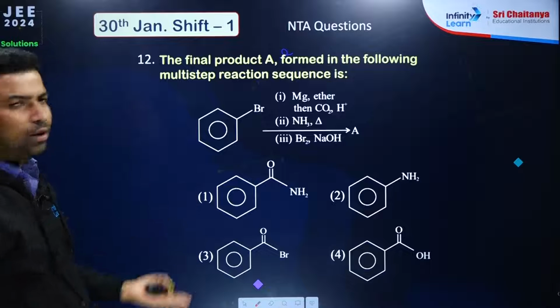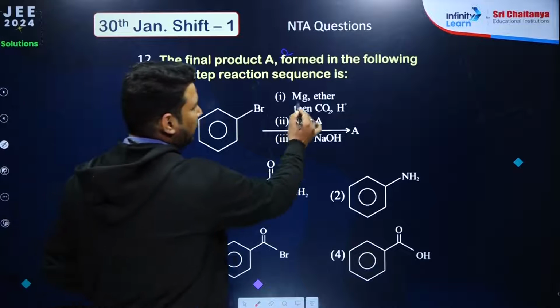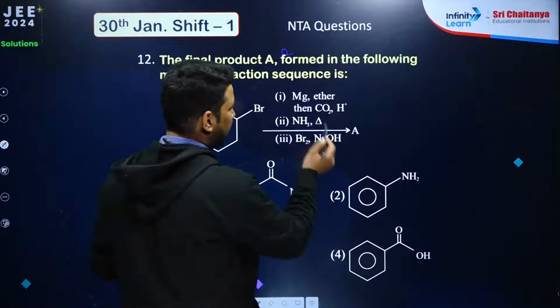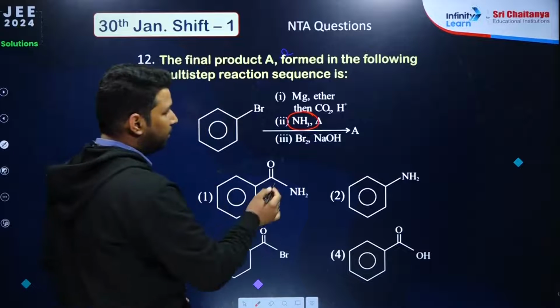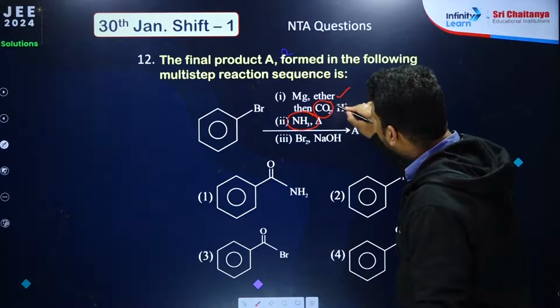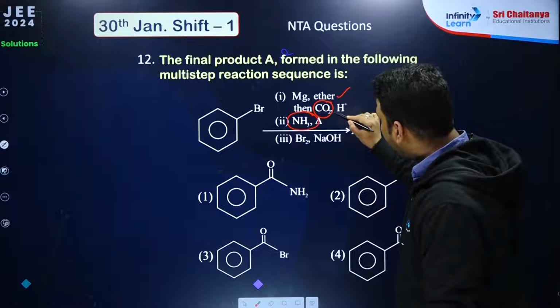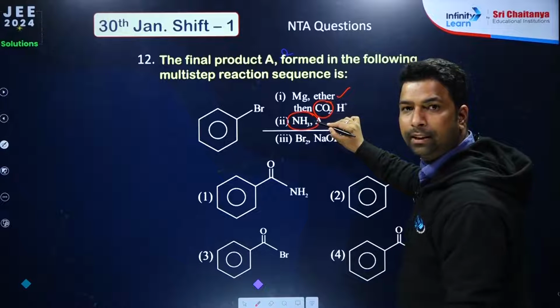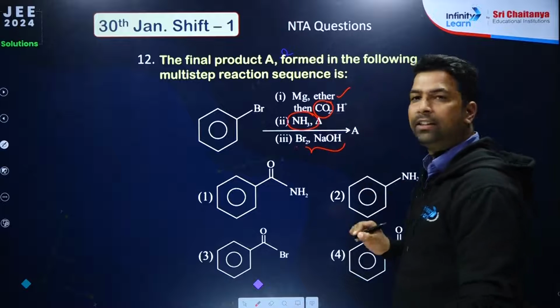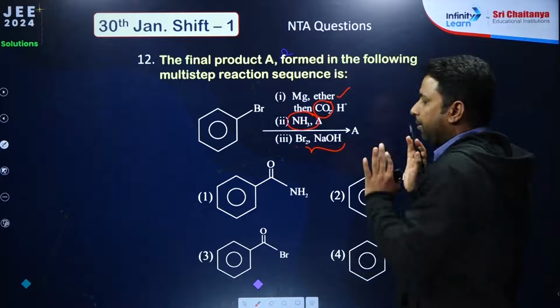It is again a very important question. First step, Mg in ether. It means Grignard reagent will form. Then the Grignard reagent attacks CO2 to form carboxylic acid. Carboxylic acid reacts with ammonia to form amide. And after that, Hofmann bromamide degradation will happen, which means the final product will be an amine.